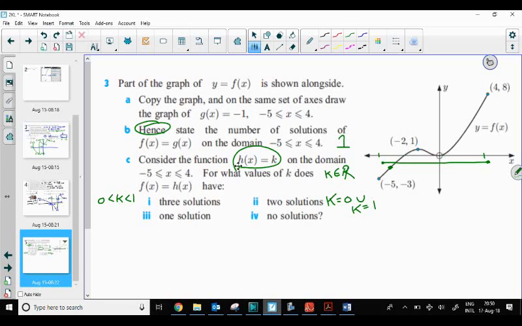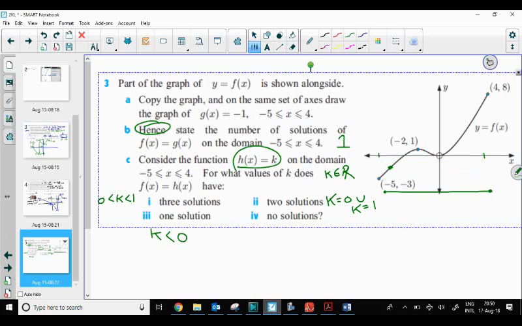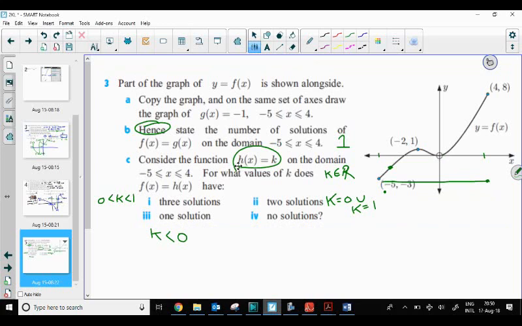So part 3, where is there one solution? When k is less than 0, there's certainly only one, but I need to be careful. I can't choose any number less than 0. I can only go down as far as negative 3. And likewise, k can be greater than 1, but it is going to be bounded by 8. Oh, and actually, it can be equal to those two. And finally, for no solutions, that's going to be k is greater than 8 or k is less than negative 3.